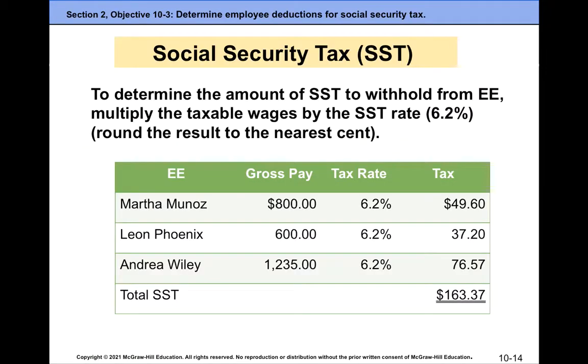How to calculate Social Security tax. So here is Marta, here is Leon, here is Andrea from previous slides. You just take their gross pay multiplied by 6.2%, which is 0.062 in decimals, and these are the answers.